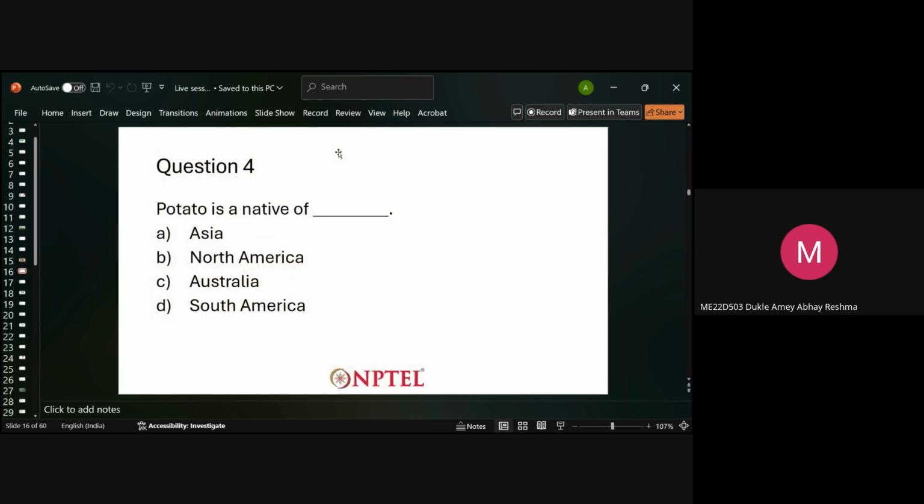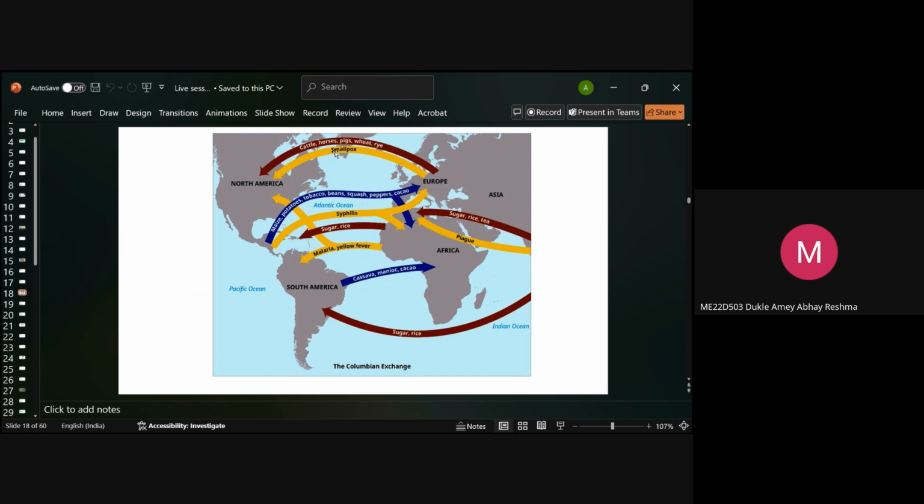In the fourth question, potato is a native of Asia, North America, Australia, or South America. The answer here is South America. This graph shows how different kinds of plants or agricultural products have moved across the globe. So you can see the globalization of agricultural products here.